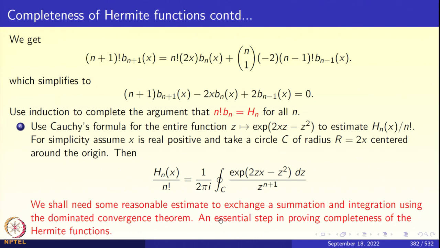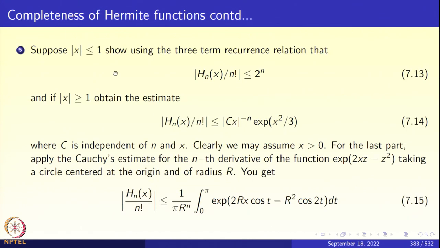Now, I also indicated in red why we are interested in getting an estimate on this. Now, if mod x is less than or equal to 1, there is no problem because we have a three-term recursion formula for H_n(x). Use the three-term recursion formula for the Hermite polynomial sequence to prove that the Hermite polynomials H_n(x) grow like 2 to the power n times n factorial, or H_n(x) upon n factorial is bounded above by a geometric sequence 2 to the power n. So this is an exercise that I'm going to leave to you. Using induction, for example, you can carry this out.